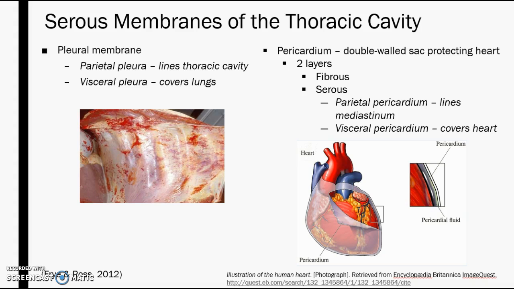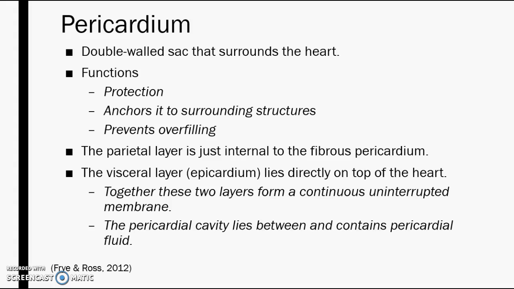In the heart, we have the same kind of membrane. In this case, it's called pericardium. The pericardium, in addition to being a serous membrane, also contains a fibrous layer. So the pericardium is a double-walled sac that protects the heart, and its outer fibrous layer is really protective to the heart, and then its inner serous layer is that serous membrane that I'm talking about. So in the case of the heart, we have parietal pericardium lining the mediastinum and visceral pericardium covering the heart.